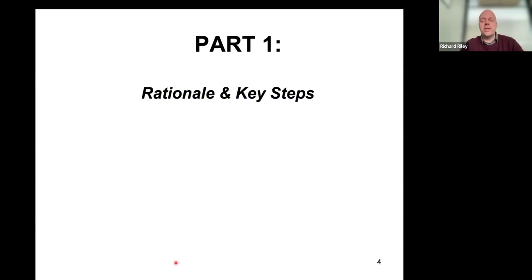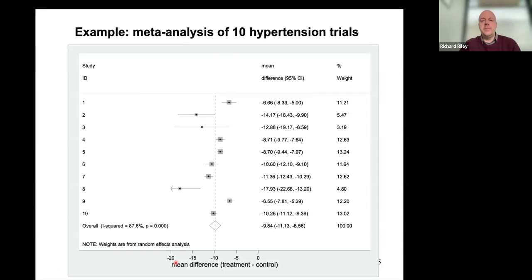So first part, rationale and key steps of an IPD meta-analysis project. Just to set the scene, what is a meta-analysis? This is an example of a meta-analysis of 10 hypertension trials looking to see whether antihypertensive drugs reduce blood pressure. I've got the mean difference in blood pressure for those treated compared to control. Negative values are good, because that means on average in that trial there's a reduction in blood pressure for those treated compared to not treated.